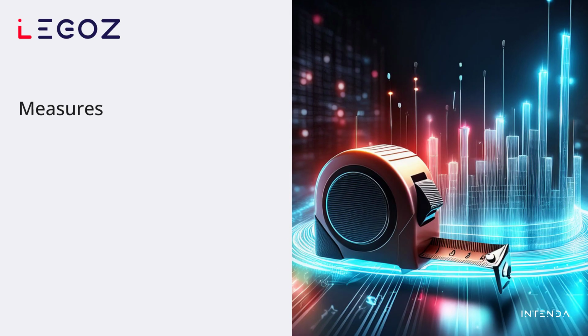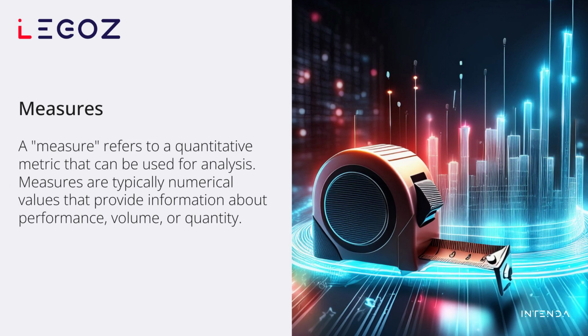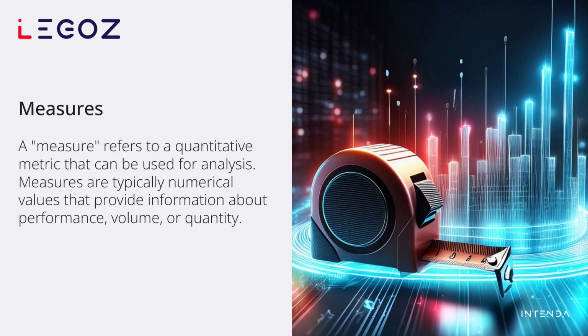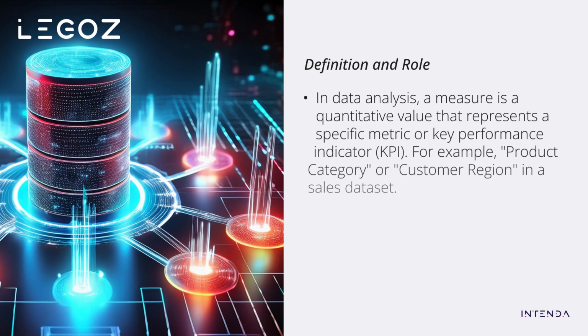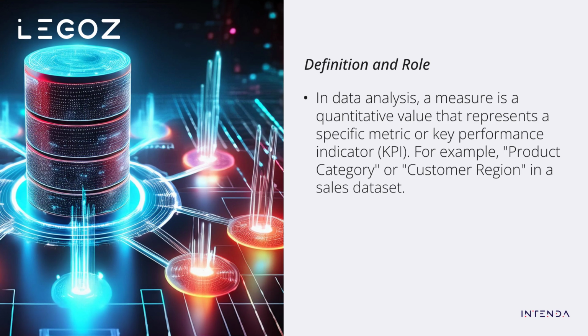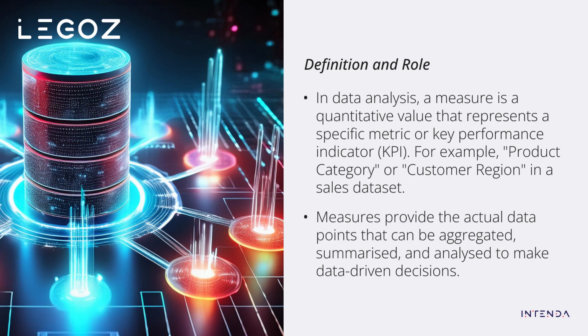Now let's turn our attention to measures. Measures can be used for analysis and are numerical values that provide information about the performance, volume, or quantity of something. A measure is defined as a quantitative value representing a specific metric or key performance indicator. For example, product category, or customer region in a sales dataset. A measure's role is to provide data points that can be aggregated, summarized, and analyzed to provide insights and inform decision-making.